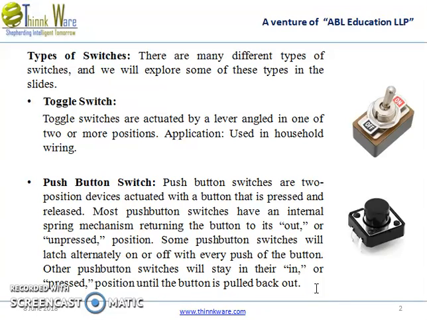Most push button switches have an internal spring mechanism returning the button to its out or unpressed position. Some push button switches with latch alternate on or off with every push of the button. Other push button switches will stay in their in or pressed position until the button is pulled back out.